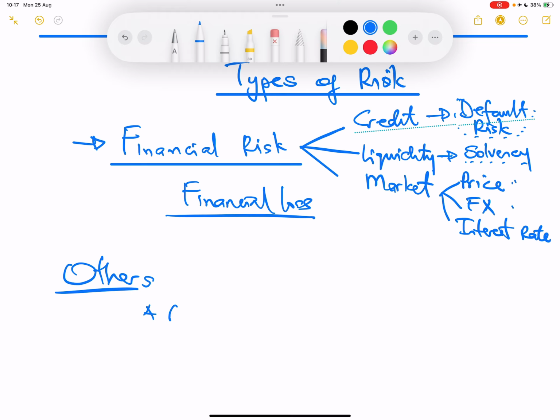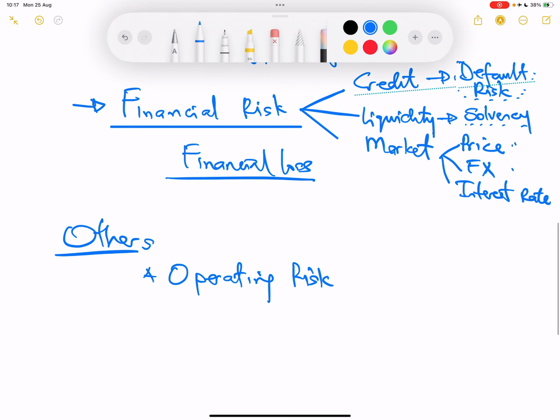And the next one I'm touching on is the operating risk. From the word operating risk, I'm sure you can relate with it. Usually this is associated with the nature of business. Because you're operating a particular area, it's almost like a business risk. So the nature of your business. You can also call it your business risk.